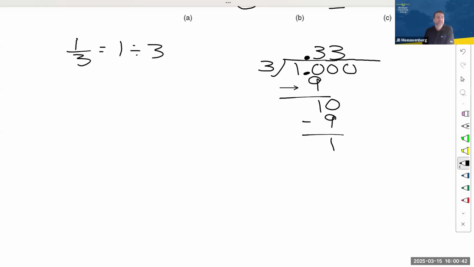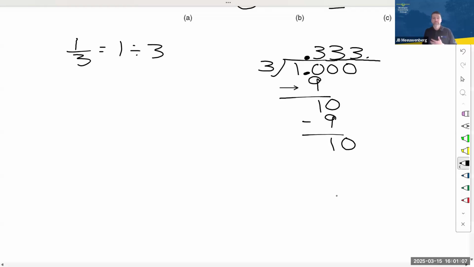We put another 0 in the 10 thousandths place. Drop the 0 down. 3 divides into 10 3 times. And so you can see what's happening here. It's just going to continue on and on forever. There's never a way that we're going to get a terminating decimal, right? It's going to repeat forever.